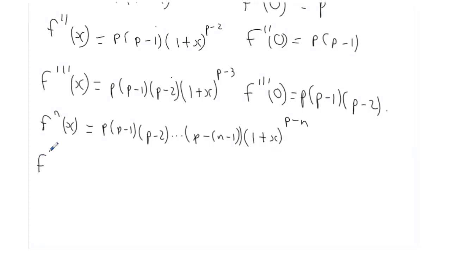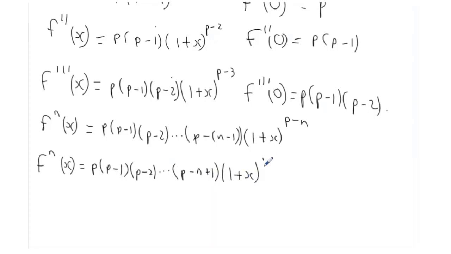So the nth derivative of x is going to be p minus 1, p minus 2, and so on, all being multiplied together up to p minus n plus 1 times 1 plus x to the power p minus n.